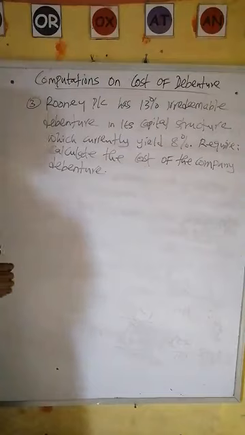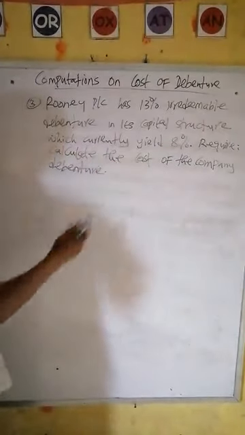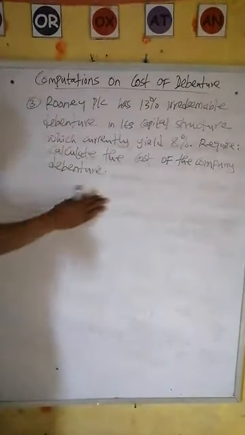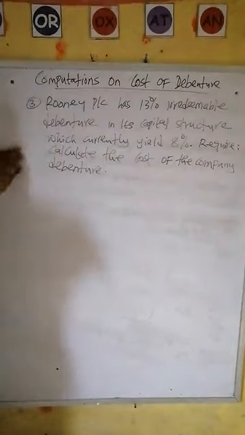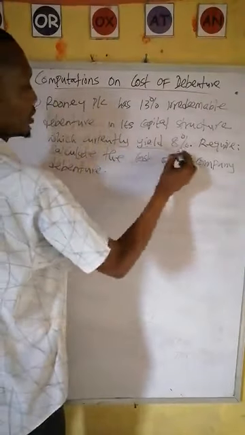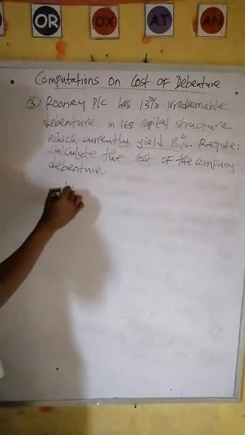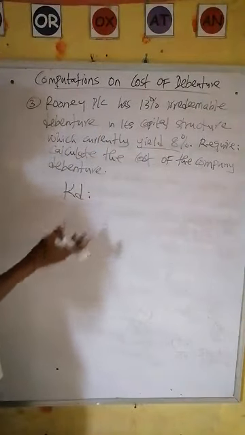Now, Rooney PLC has 13% irredeemable debenture in its capital structure, which currently yields 8%. Required: calculate the cost of the company's debenture. Cost. What do you mean by cost? It means the answer is to calculate the market value, the price of debt. So what is yield? The yield they are talking about here is the cost of debt. Anyway, you can still use the formula Kd, no tax.